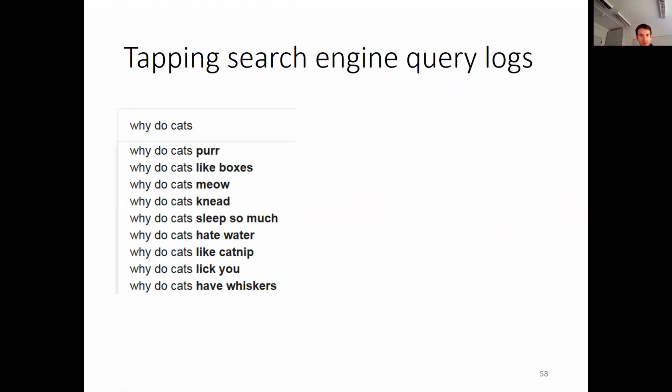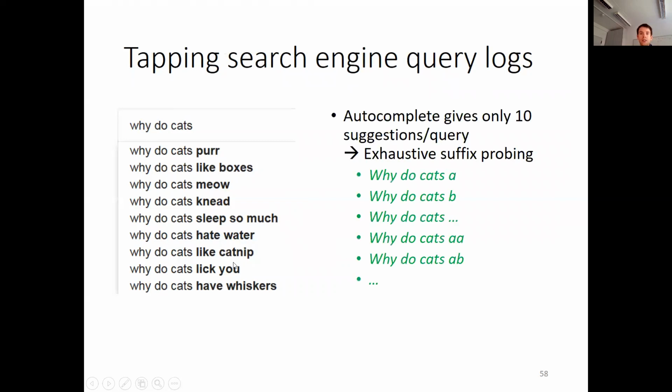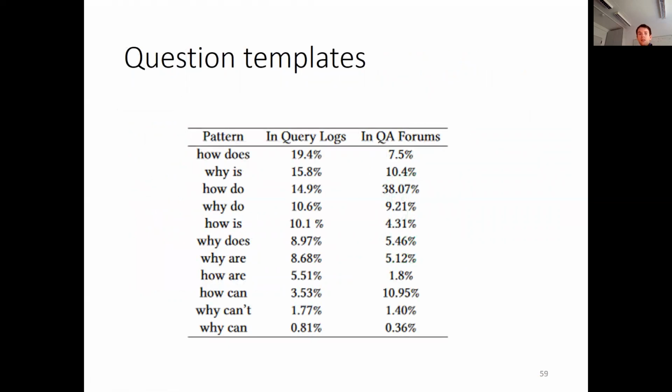And typically auto-completion gives only an order of 10 suggestions. So then there's a recursive probing. Why do cats A? Why do cats B? Why do cats C? And so on until there are no more suggestions. And this is done for a variety of patterns: how does, why is, how do, why do, and so on. Thus achieving quite impressive coverage of questions.